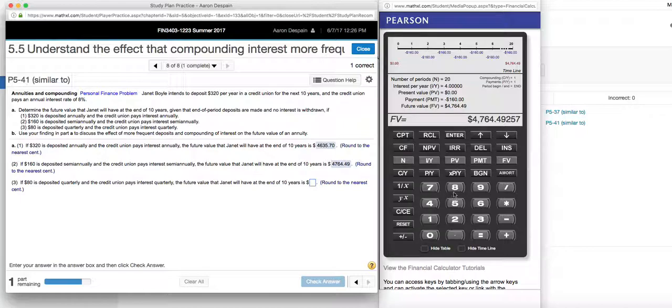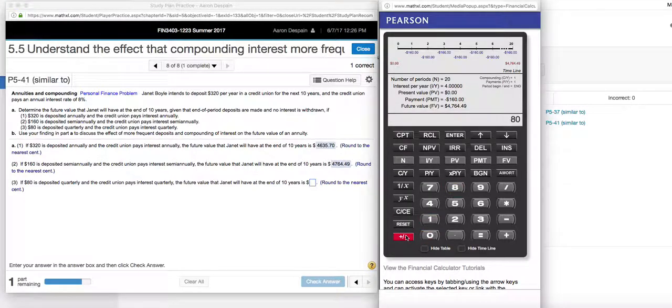Okay, and then likewise, if we look at quarterly compounding, we would do it much the same way. So $80 will be our new payment. So I'm going to do 80 negative as the payment. And we have an annual rate of 8% that is going to be compounded quarterly. So there's 4 quarters in a year. So 8 divided by 4 is 2. So 2 is our I. So that's 2% for each quarter. That's how we break down the 8% annual rate into a quarterly rate.